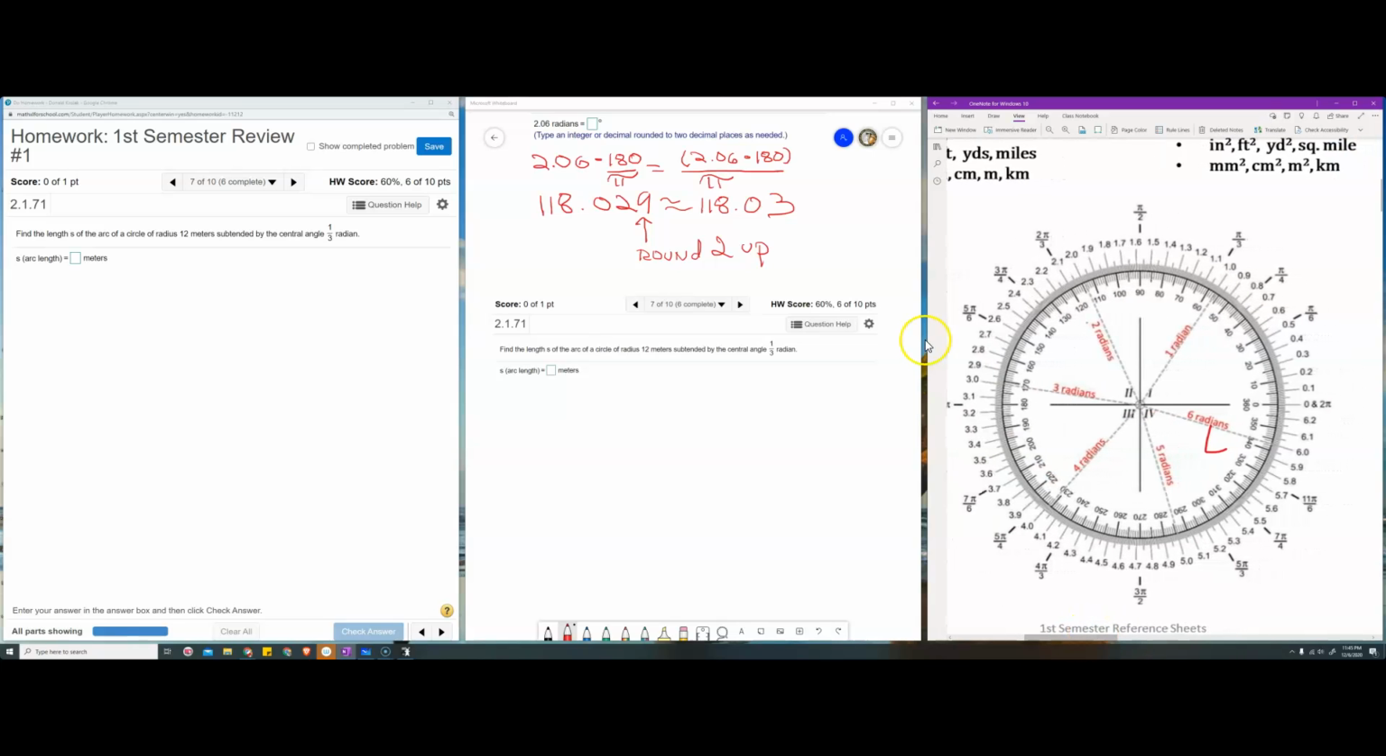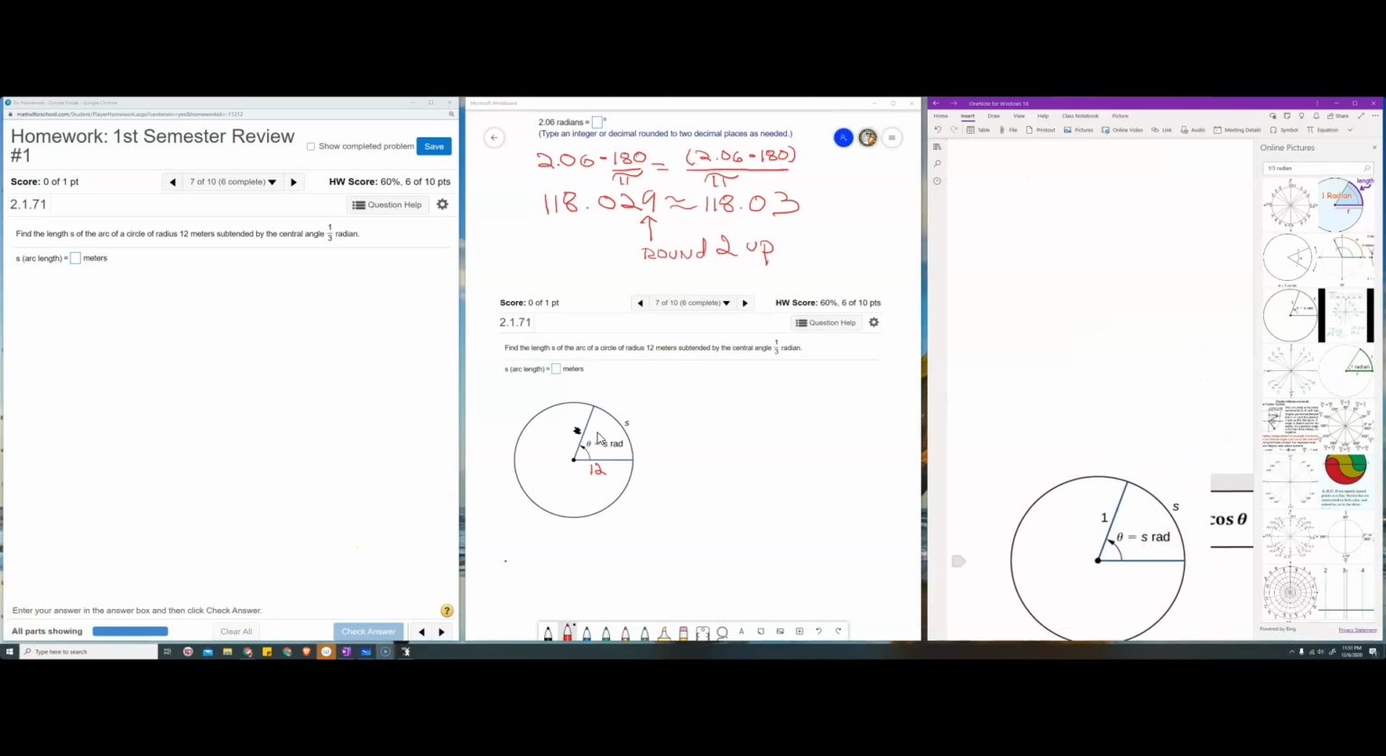So if you look over here, what we're actually going to end up drawing is a picture. See, about 0.33 is 1/3. Okay, so it's going to look something like this, roughly. So we want to find the length of this arc right here. And we're told that this opening is 1/3 radians. So we'll take our formula from our reference sheet.